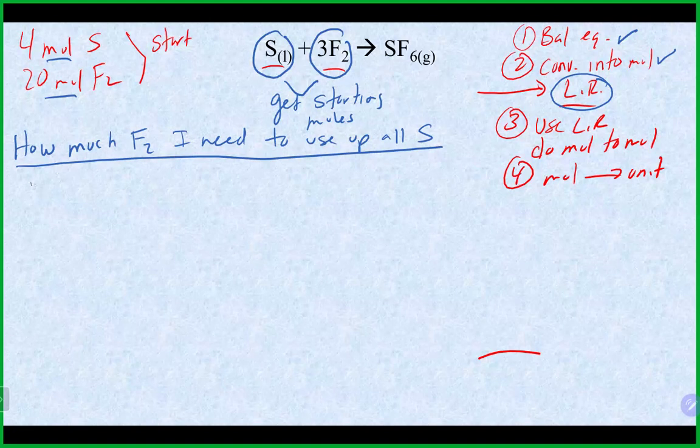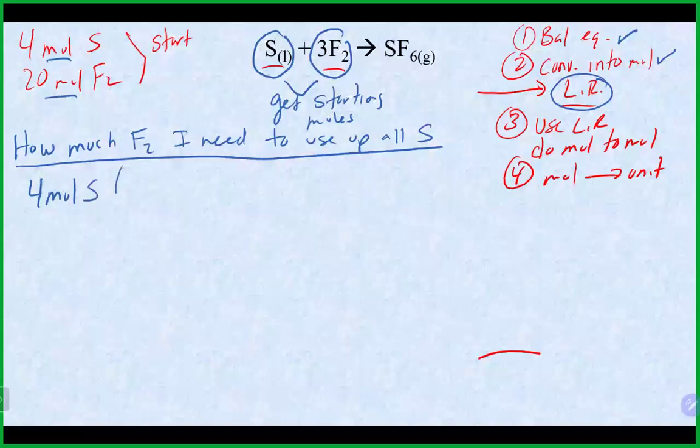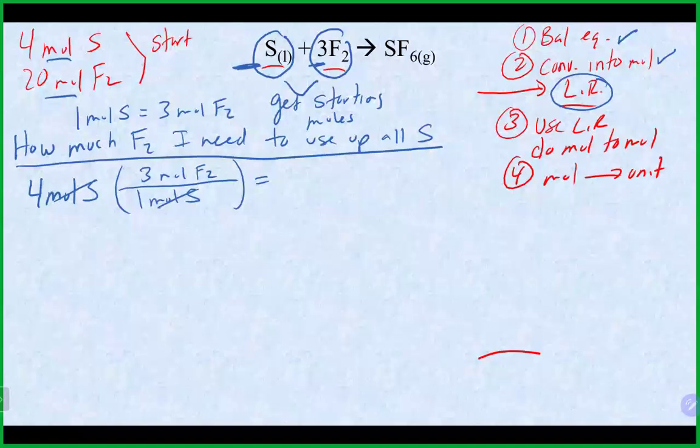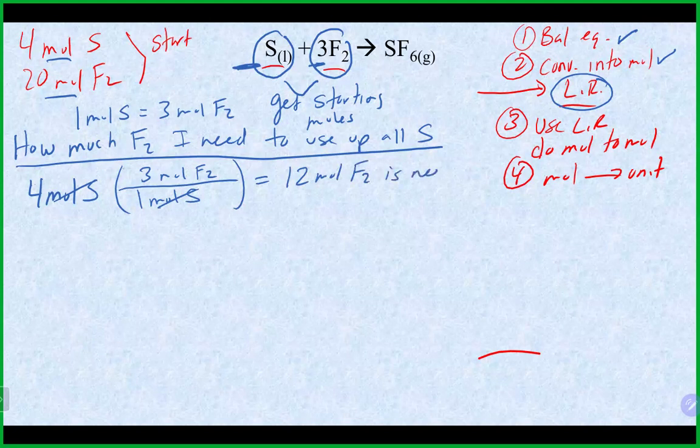So to do that, we're going to take the 4 moles of sulfur that I'm starting with. I'm going to go to the equation and find the mole-to-mole relationship between these two. And from the equation, we can see for every 1 mole of sulfur, we get 3 moles of fluorine, right? It's a 1-to-3 relationship. So opposites cancel. So 1 mole of sulfur on the bottom, 3 moles of fluorine up on top. I just did a very simple reactant to reactant calculation. And basically what that tells me is I have 12 moles of fluorine needed. So that 12 moles of fluorine is how much I would need to use up all my sulfur.